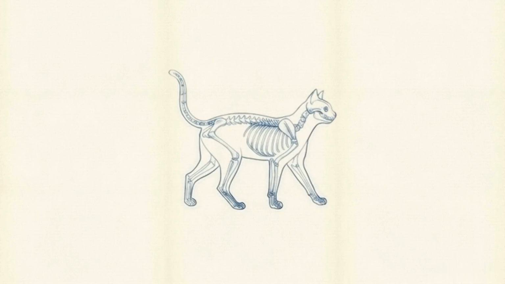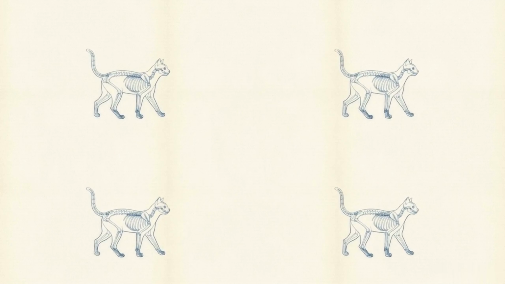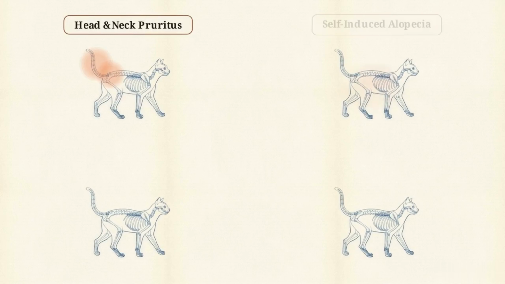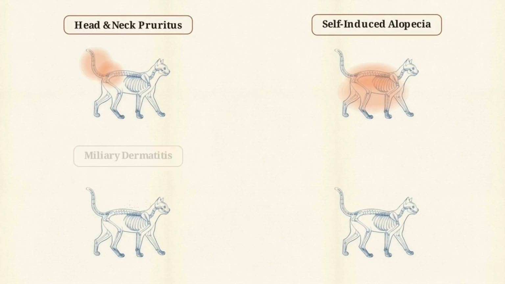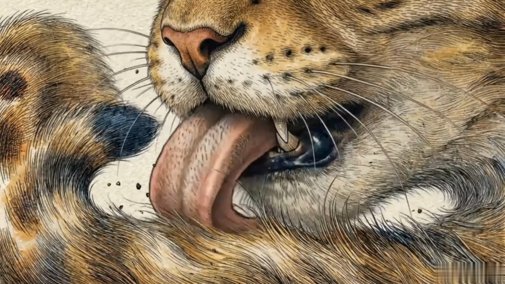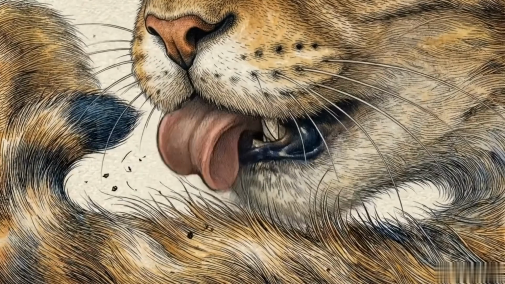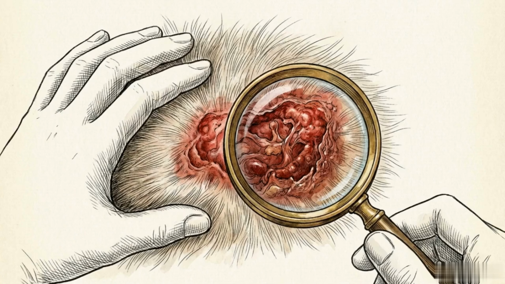The feline model shows a far more variable pattern. The hypersensitivity reaction is often diffuse, affecting the head, neck, dorsum, and inguinal regions. Feline FAD typically breaks into 4 distinct reaction patterns: head and neck pruritus, self-induced alopecia, miliary dermatitis, and the eosinophilic granuloma complex. Because cats are fastidious groomers, they often physically remove the primary evidence of an infestation, including the fleas themselves and the flea excrement. Diagnosis in cats must therefore rely on recognizing these specific hypersensitivity patterns, as live parasites are often absent during the clinical exam.